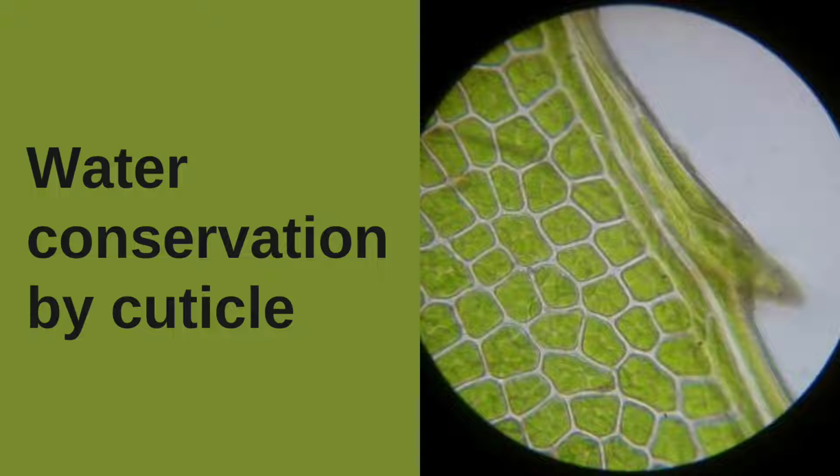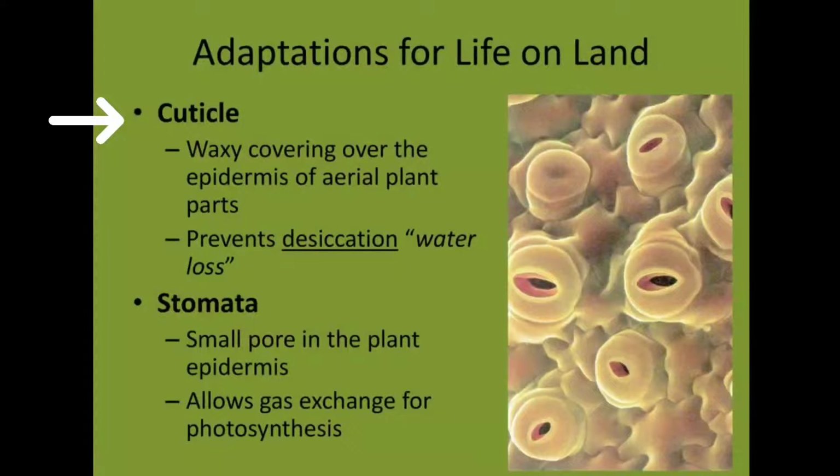For the second adaptation, we have water conservation by cuticle. It is like a plant cuticle that protects the outer layer of the bryophyte. Cuticle is a waxy covering over the epidermis of aerial parts that prevents desiccation, that is water loss. That's all for the first two.